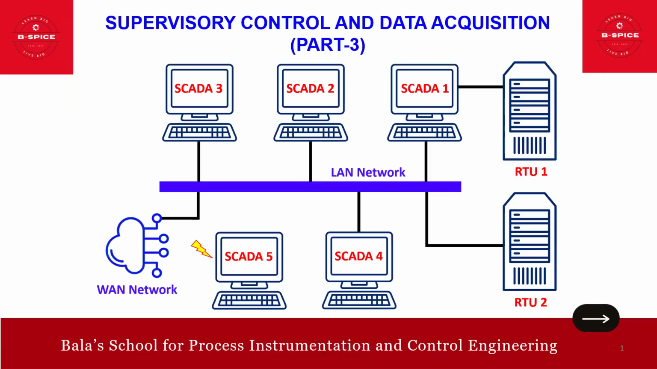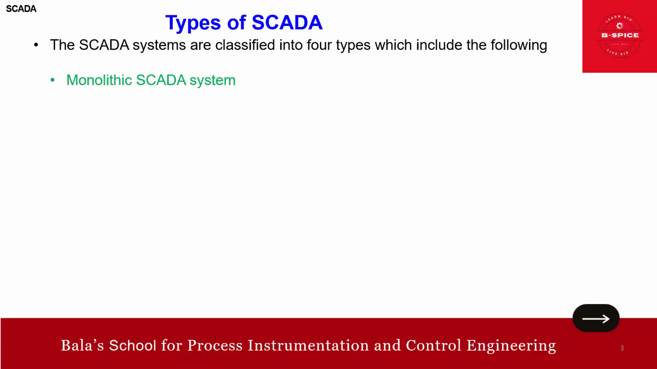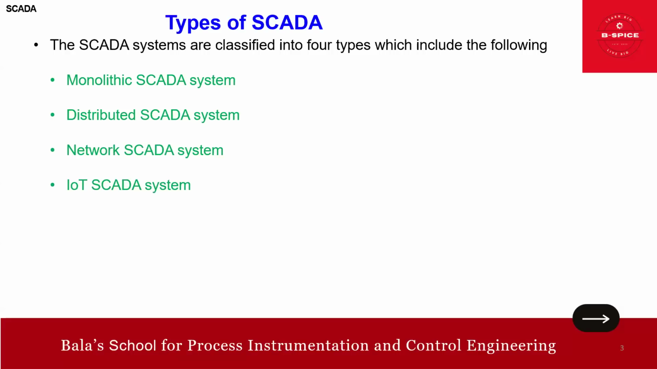So in Part 3, our focus will be more on the types of SCADA and the security aspects related to SCADA. Types of SCADA, very simple, four types. One is monolithic, we call it first generation. Second, distributed SCADA system, second generation. Network SCADA system, third generation. Then the fourth, the latest, IoT, Internet of Things SCADA system. That's it. So we will see one by one the architecture, the look and feel, all these.